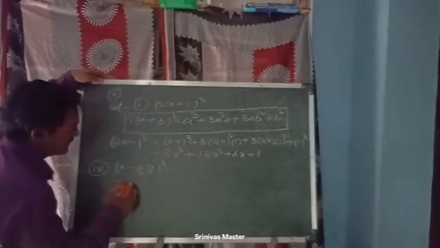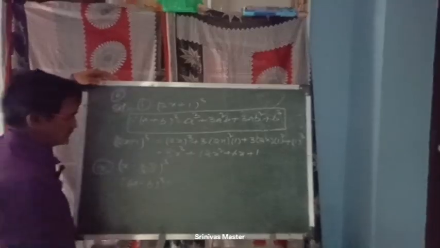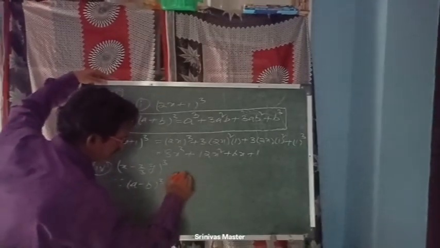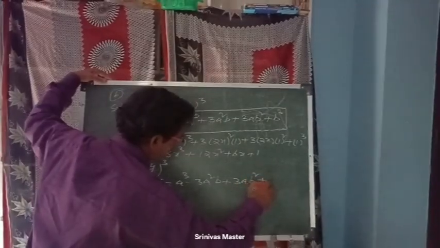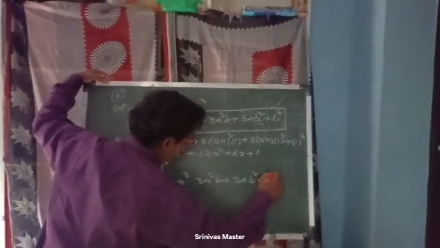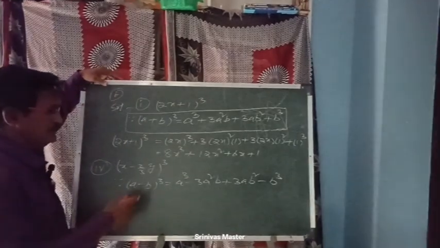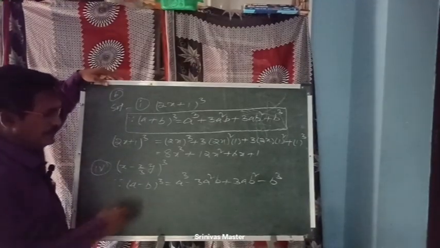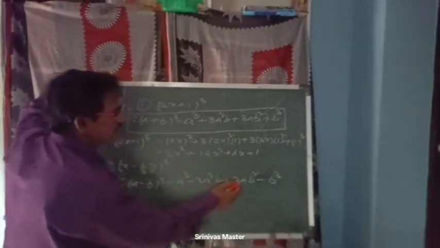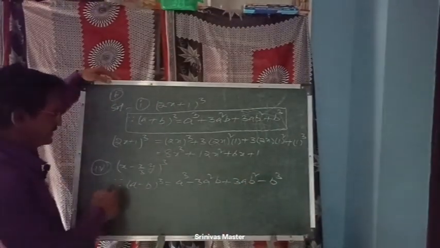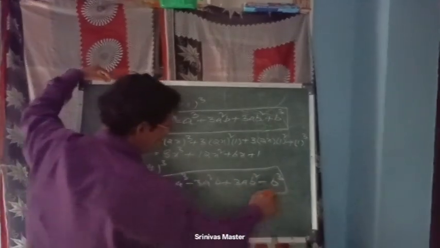Since you know the symbol, a minus b whole cube is equal to, what is the formula? A cube minus 3a square b plus 3ab square minus b cube. See children, remember this carefully for a minus b whole cube, some confusion will be there. A cube minus 3a square b plus 3ab square minus b cube. By using this formula we can utilize it by comparison.